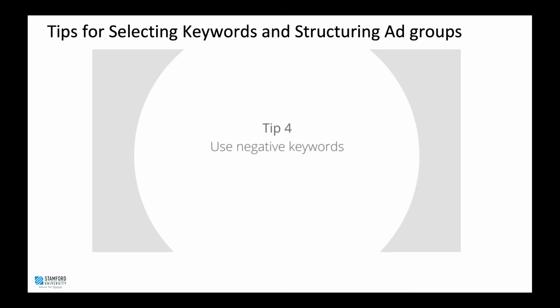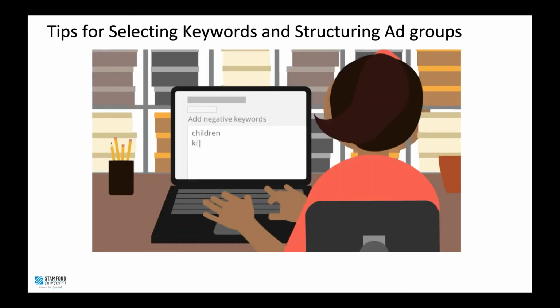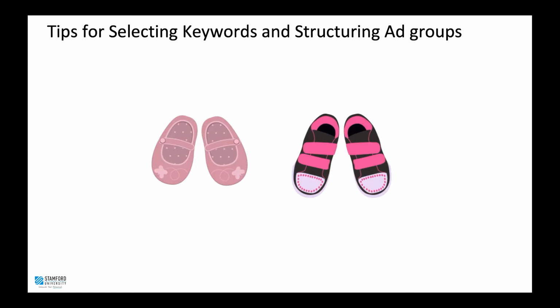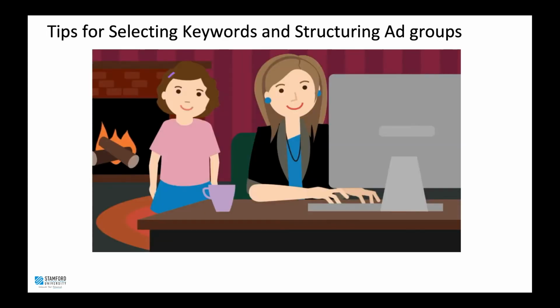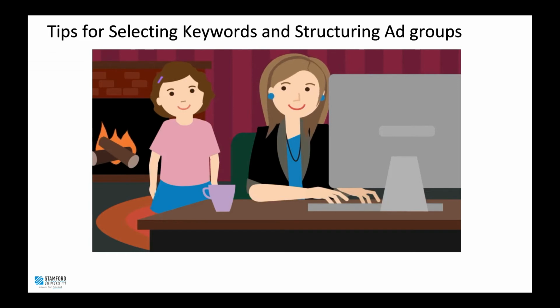Tip 4. Use negative keywords. Negative keywords ensure your ads don't show to the wrong people. Mary doesn't sell children's shoes, so she adds children and kids to her negative keyword list. This way, Mary can be sure she isn't paying for ad clicks on a product she doesn't sell.